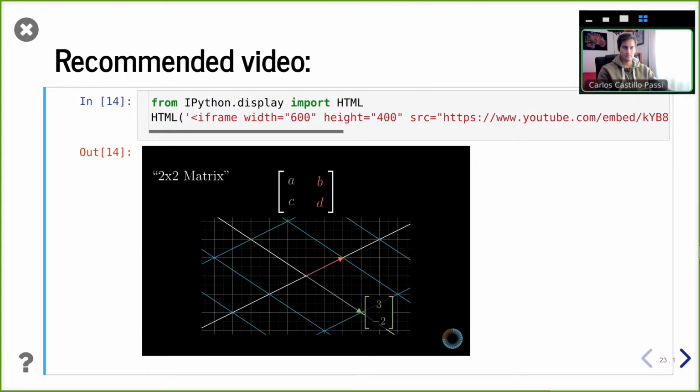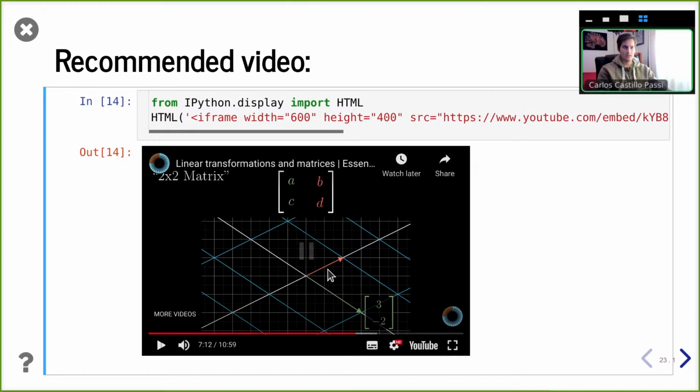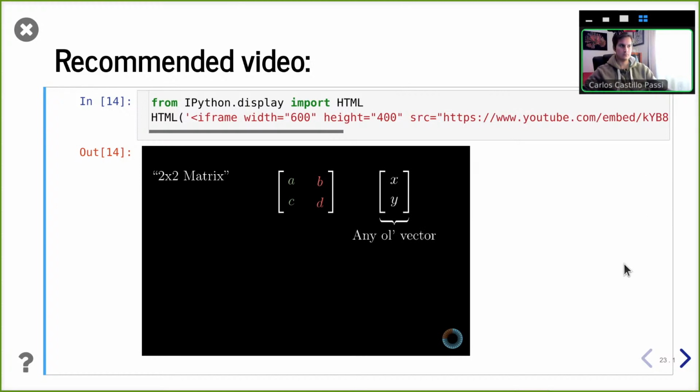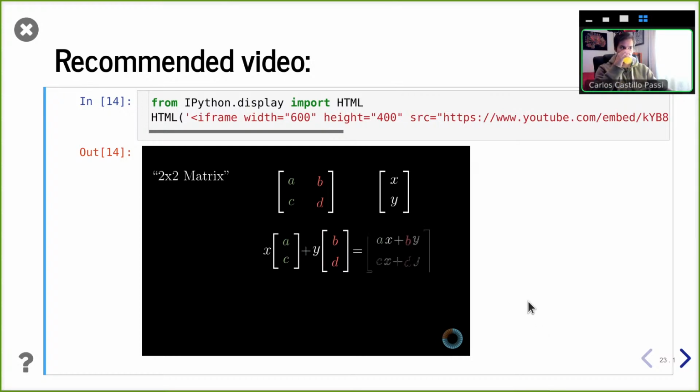As the place where the first basis vector lands. And that second... So you have two vectors. In red, the vector BD, and in green, the vector AC. Those are columns of a matrix. Column BD is the place where the second basis vector lands. When we apply this transformation to some vector xy, what do you get? Well, it'll be x times AC plus y times BD. Putting this together, you get a vector ax plus by, cx plus dy.